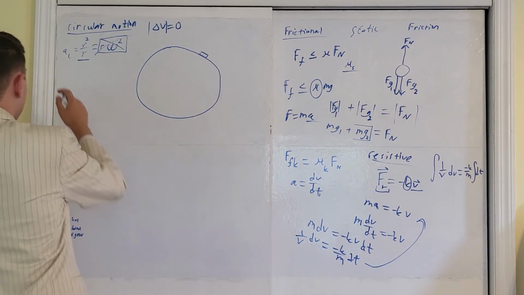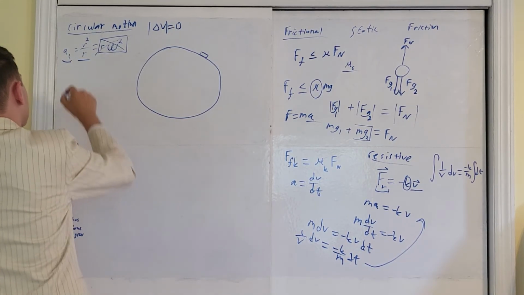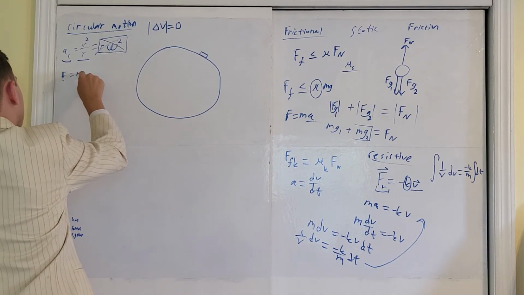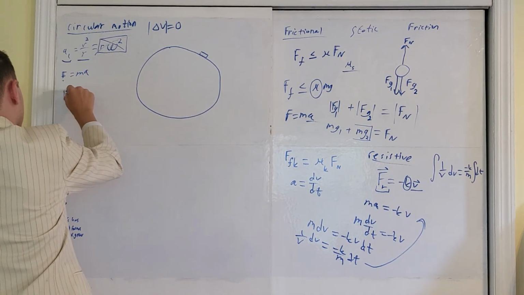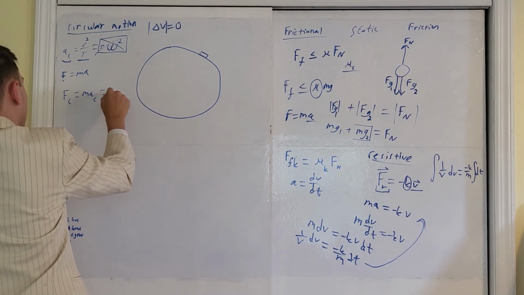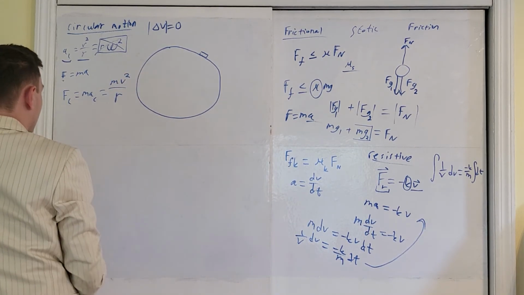Okay, so we have a centripetal acceleration. How do we get from centripetal acceleration to centripetal force? F equals ma. So I need to multiply my centripetal acceleration by a mass in order to get the centripetal force acting on the race car. Okay?